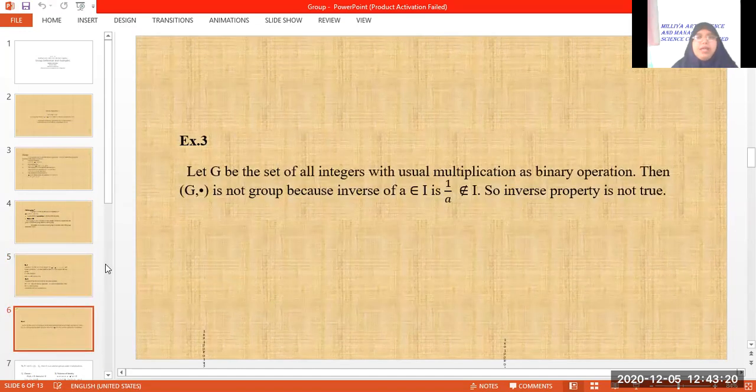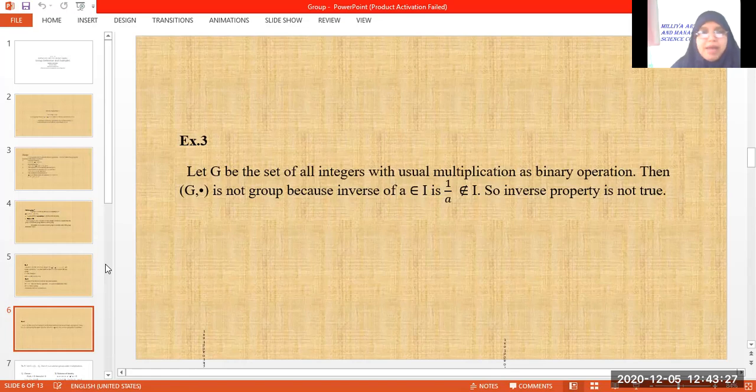Next example is, let G be the set of all integers with usual multiplication as binary operation, then G dot is not a group, because the identity is 1. 1 is an integer, but the inverse of A is 1 by A. 1 by A is not an element of the set of integers. Therefore, this is not a group. Integers with respect to multiplication is not a group.